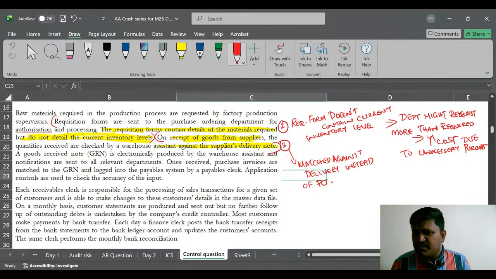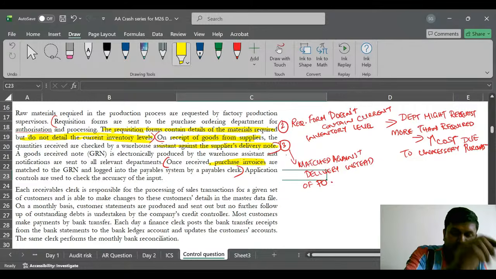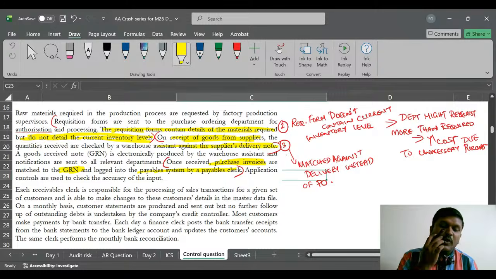So I don't see a problem. It is prepared and given by the warehouse assistants and the GRN is being sent to all the departments. Once received, purchase invoices are matched to the GRN and logged into the payable system by the payable clerk. Again, a problem is happening over here. What is the problem? Purchase invoices from the supplier are marked against the GRN and logged into the payable system by a payable clerk. So there is one thing that is coming in over here.